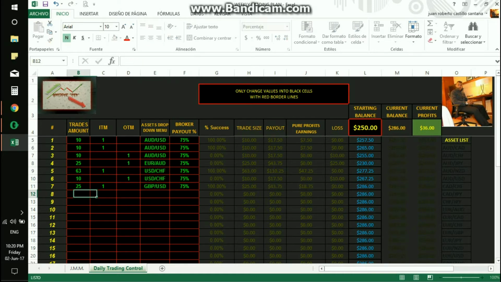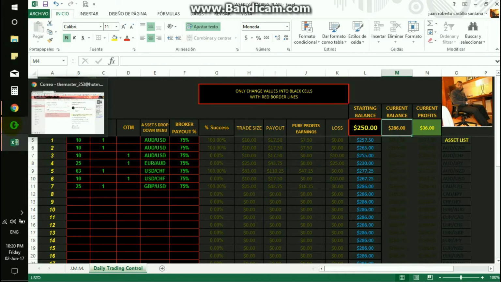And then $75 investment. Your account balance is growing. Now your balance is $286 from $250. Not very wow, but this is just using our minimum trade size and starting with a $250 investment, which is quite low, but we are already $36 above, and then we continue.